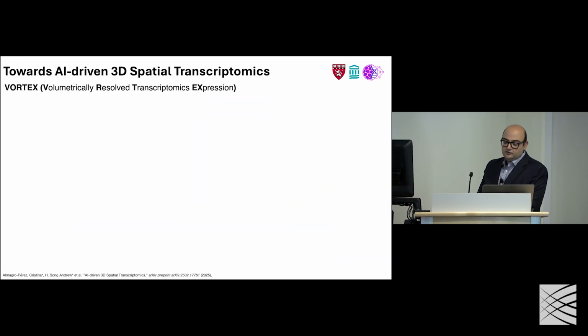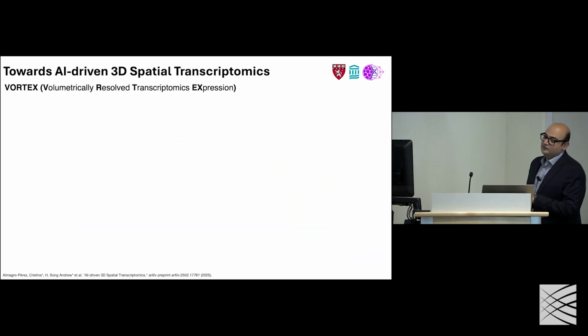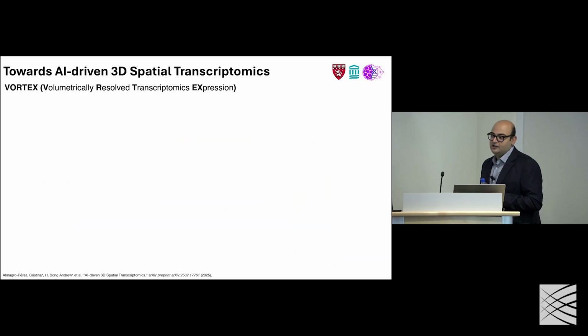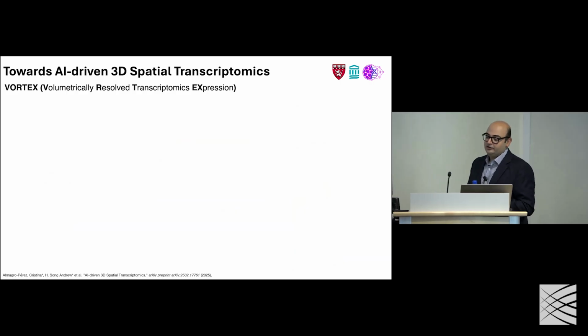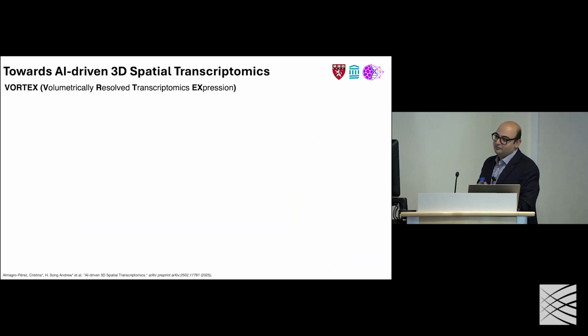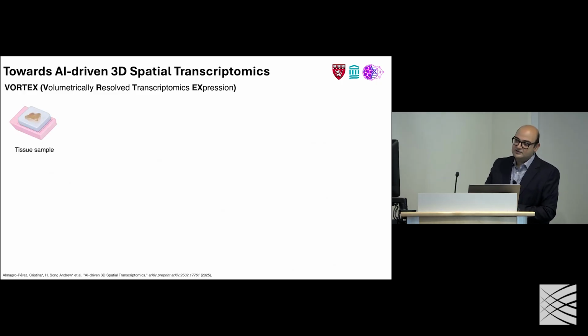Okay, so another question. As we're doing this, multiple of our collaborators have asked us this question: can we infer spatial transcriptomics in 3D, now that we have lots of spatial transcriptomic data available that can be used for pre-training? This idea is not unique to us. It's being explored by many other people.